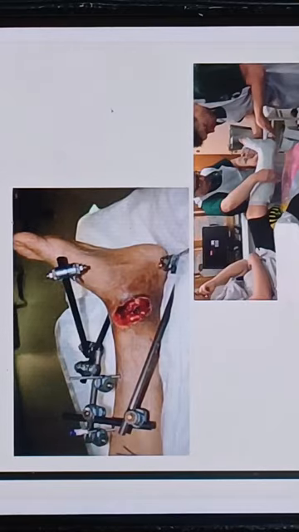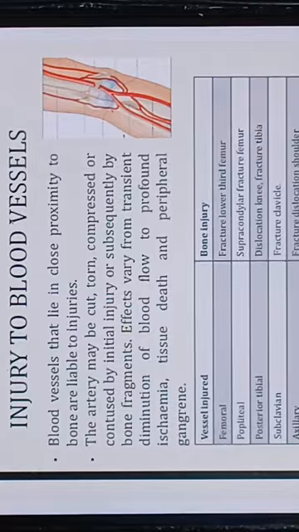And this is the pictorial representation where we are putting the immobilization with the plaster of Paris, or for open fractures we are giving external fixator. And these are the most common injuries of the blood vessel; depending upon the pattern of the fracture and the site where it is occurring, the surrounding blood vessel will be injured.